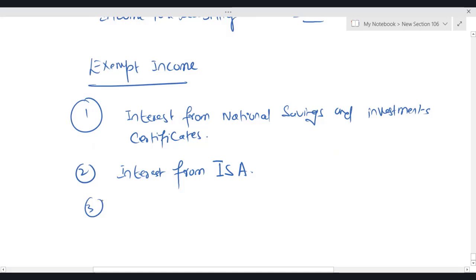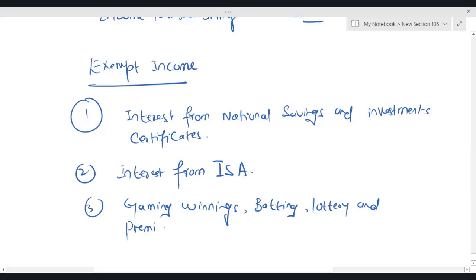Income which is coming from gaming, winnings, betting, lottery, all these are exempt. So gaming winnings, betting. Betting is legal in the UK. Lottery and premium bonds. Premium bond winnings.